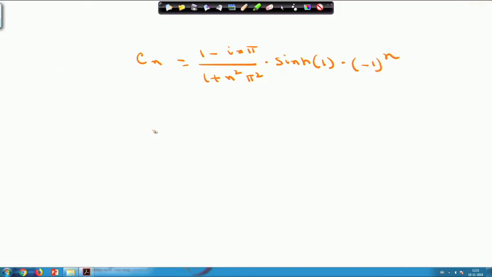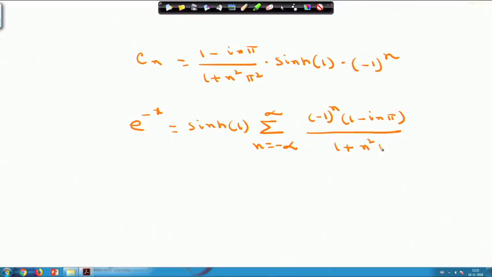Therefore, you can write e^(-x) equals sinh 1 into summation n equals minus infinity to infinity of (-1)^n (1 - i n π) divided by (1 + n² π²) into e^(i n π x). This is the value of the coefficient C_n, and inside the summation you have e^(i n π x). So, this way, this is the complex Fourier representation of the function e^(-x).